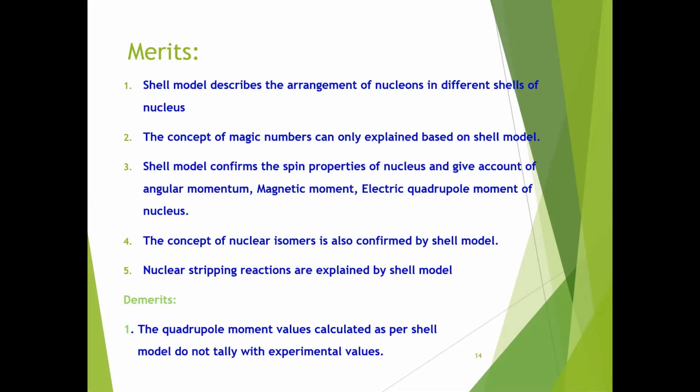The shell model explains many properties of the nucleus by taking account of quantum mechanics and the Pauli exclusion principle. The demerit of the shell model is that the quadrupole moment values calculated as per the shell model do not tally with the experimental values. This is the demerit of the shell model. As we discussed today, these are very important topics about the nucleus.